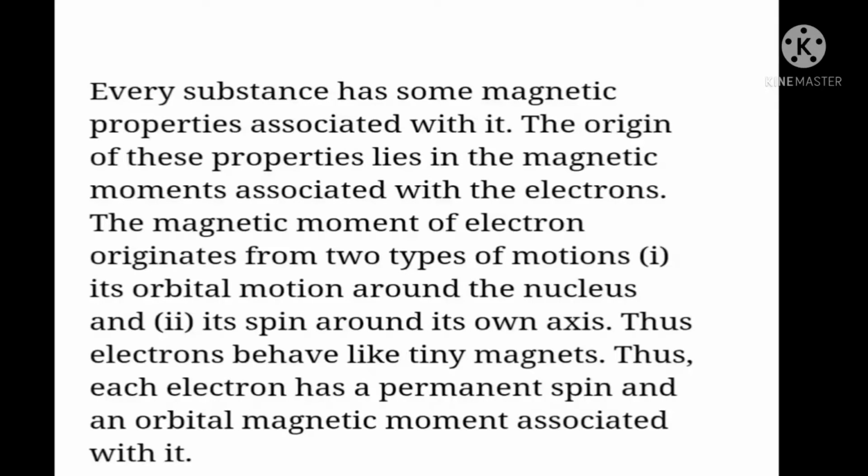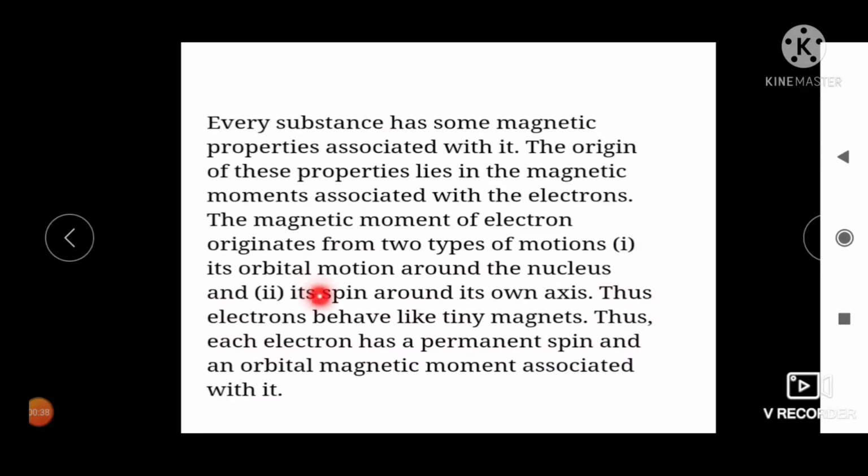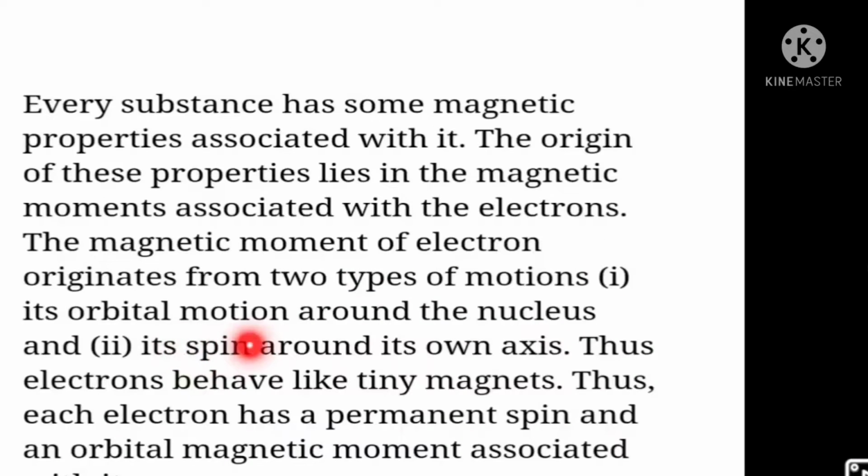The magnetic properties of solids arise because of the magnetic moment associated with the electrons present in their atoms. Electrons behave like magnets, and the magnetic moment of an electron comes from two sources. First is the orbital motion around the nucleus, and second is the spin of the electron around its axis.